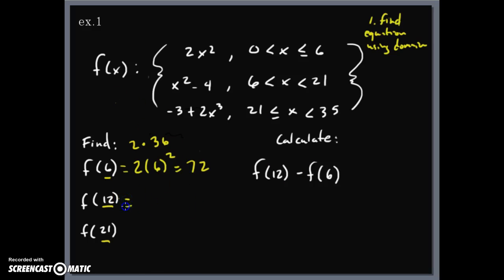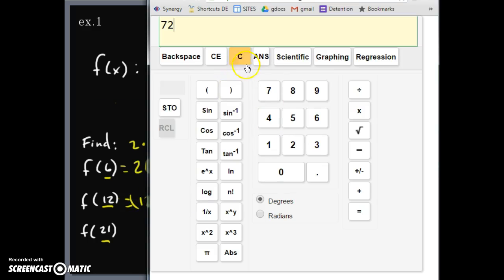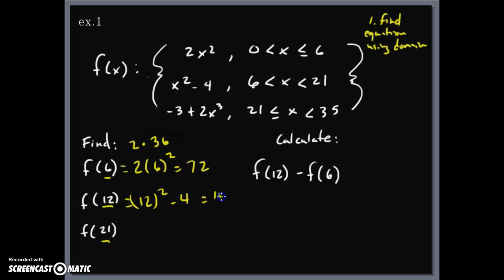Okay. Now 12. So 12 fits in between 6 and 21. So I'm using this equation. And I'm just going to put this in the calculator. Minus 4. Equals 140. So our first part of these is to find the equation using the domain, which is the inequality part. And then our second part would be to simplify the expression.